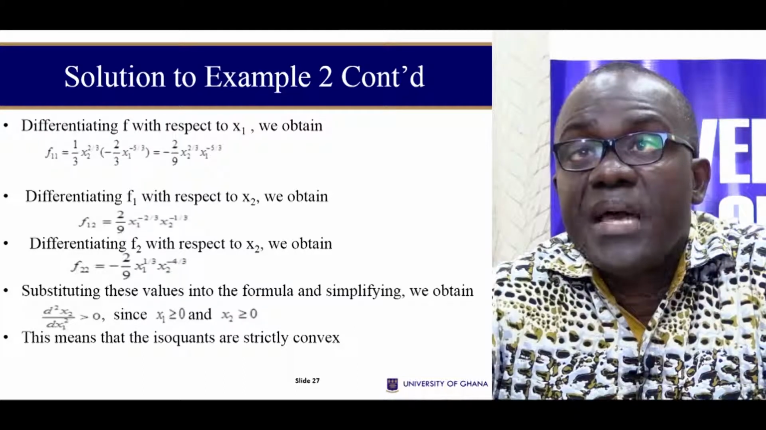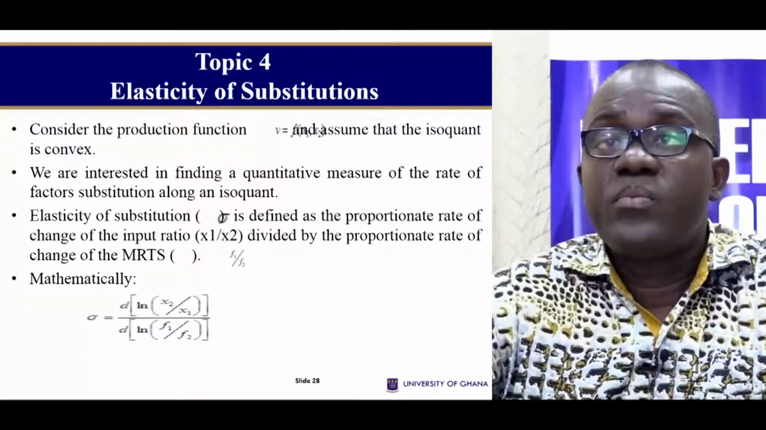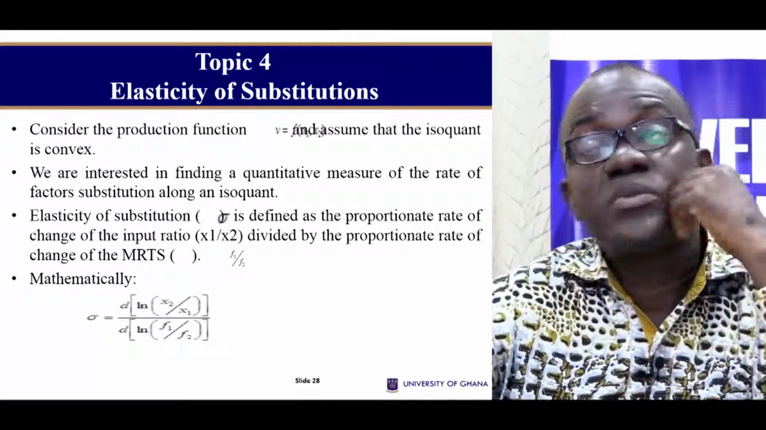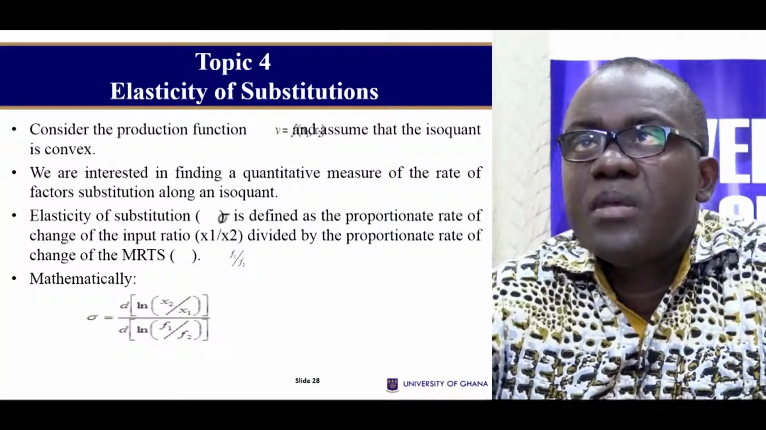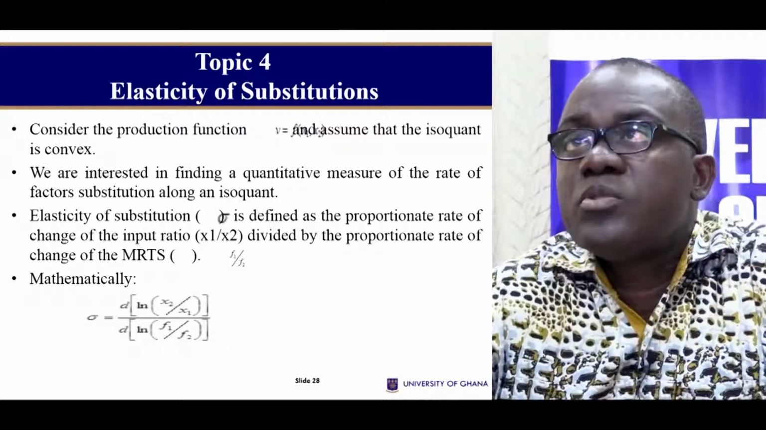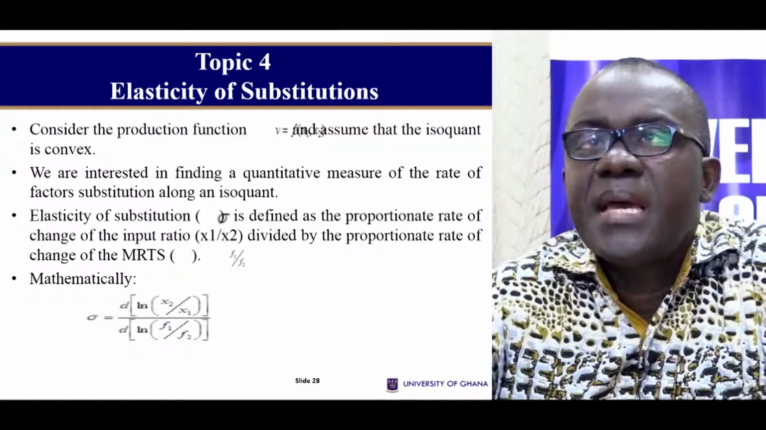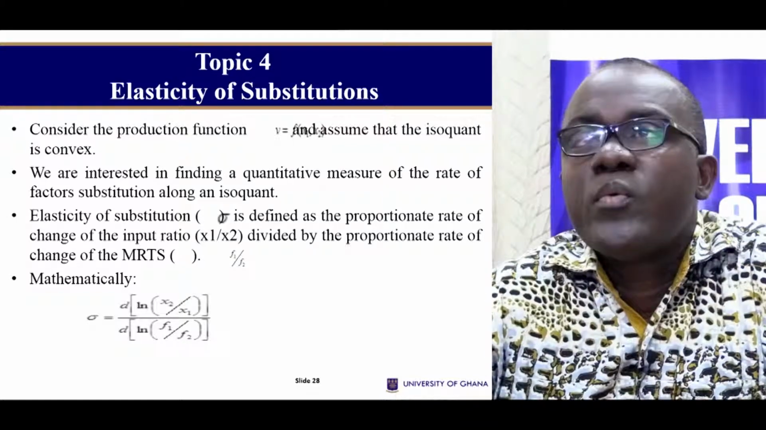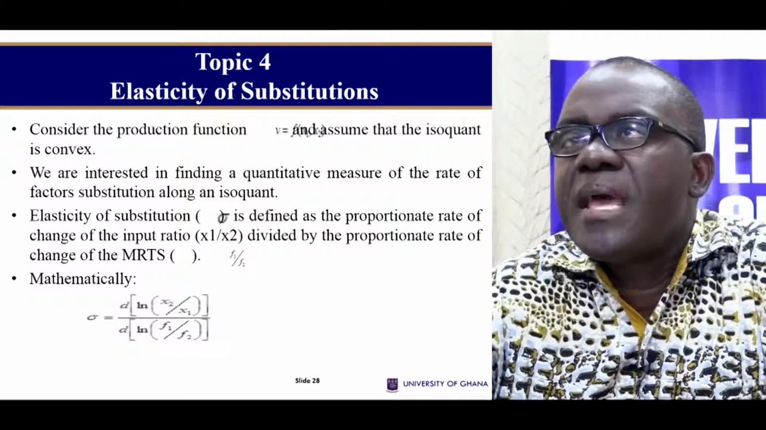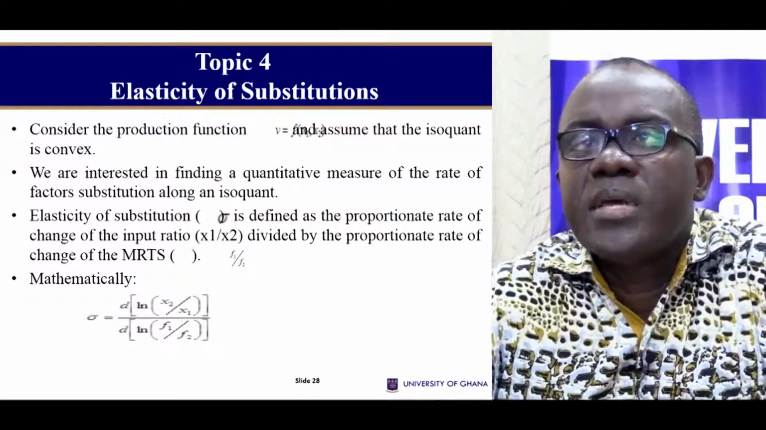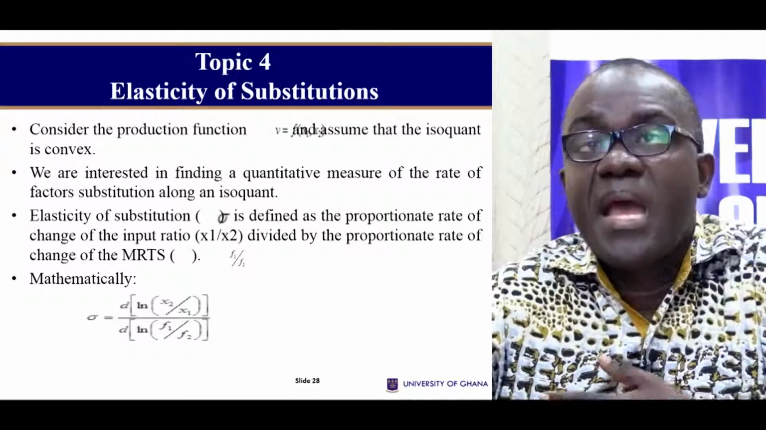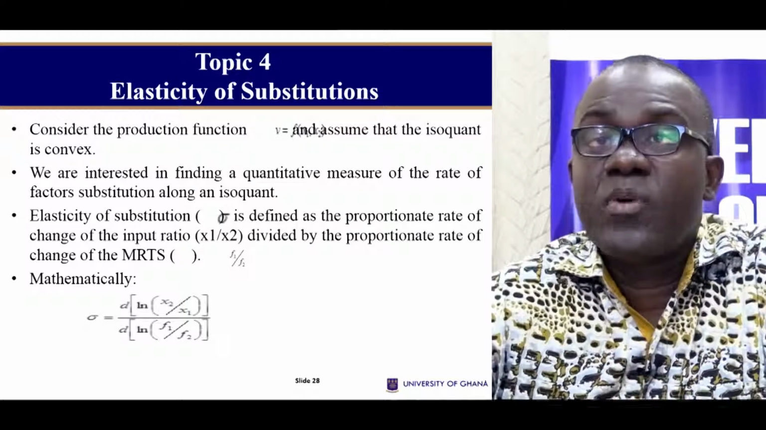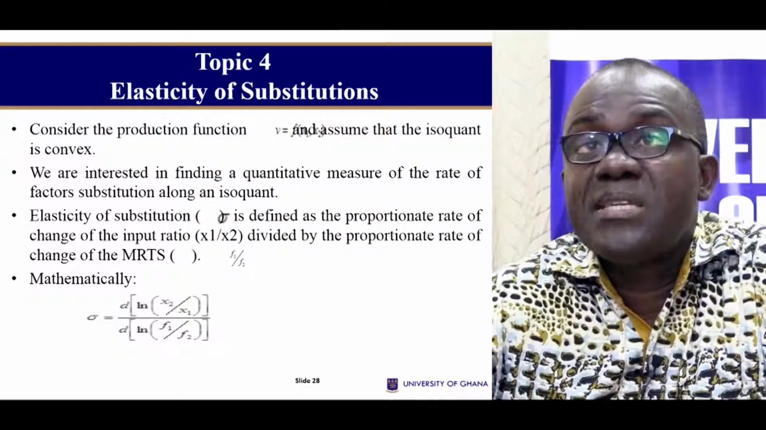The last thing that we would like to talk about is the elasticity of substitution. Okay, elasticity of substitution. If we look at our function that we have been dealing with, what we are more or less interested in is finding a quantitative measure of the rate of factor substitution along an isoquant, right? We are interested in finding the rate at which one input is substituted for another using a more quantitative measure.